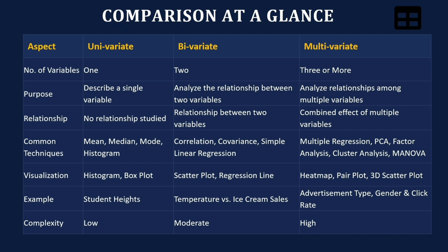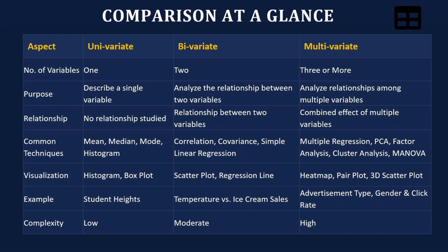And the visualization methods also vary. The univariate analysis uses histograms and box plots for visualization, and the bivariate uses scatter plots and regression lines. Those are used for relationship comparisons. And the next one is multivariate analysis. It uses heat maps and pair plots.